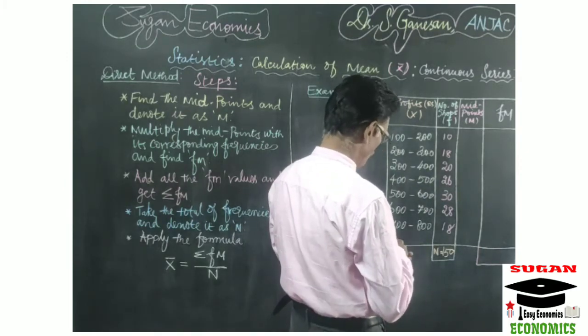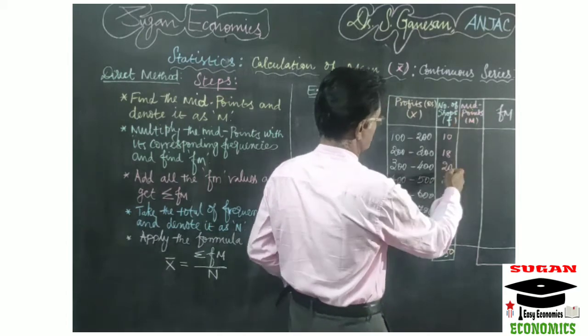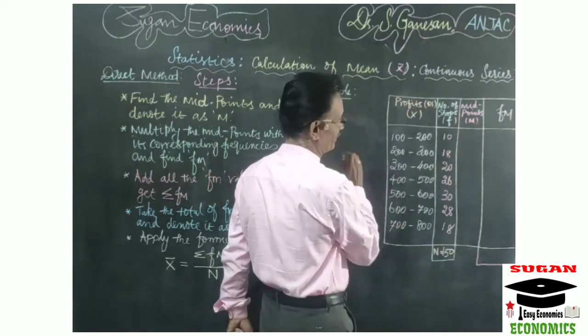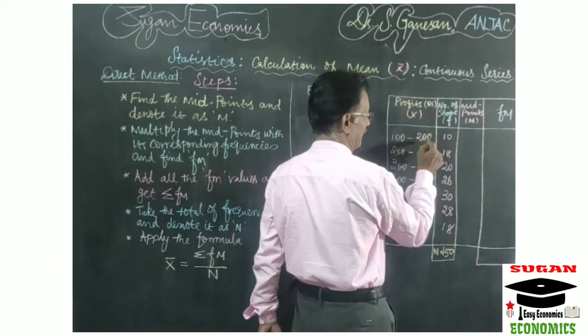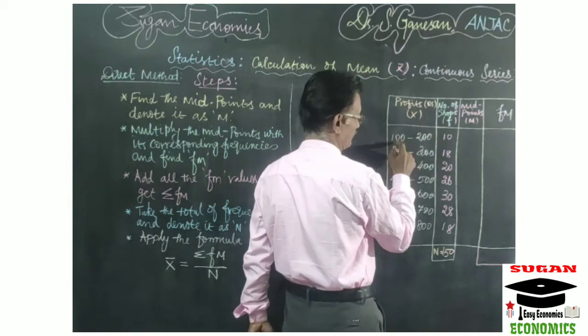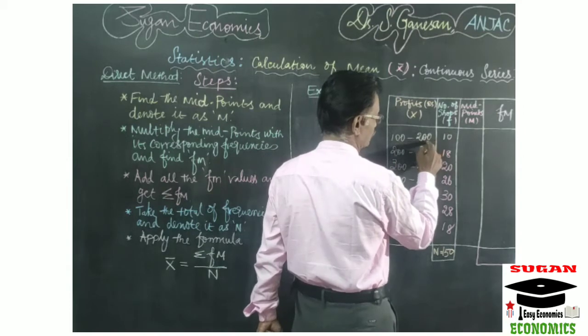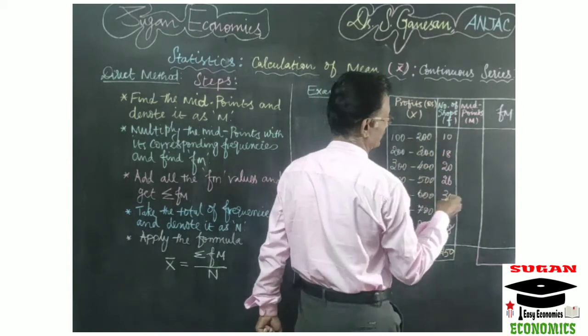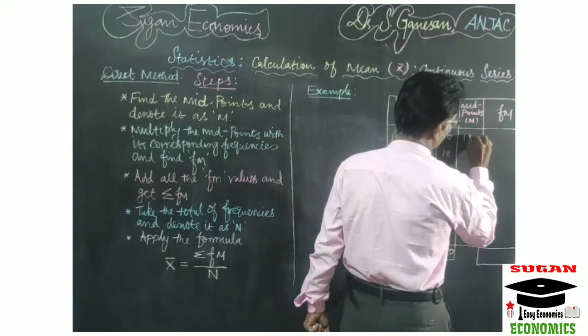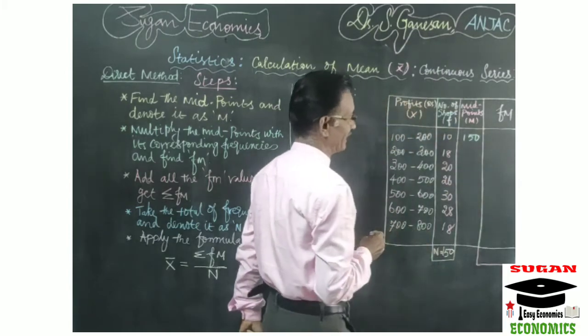So now we have to find out the midpoints. I already told you how to calculate midpoint. Midpoint should be calculated by adding the lower limit and upper limit divided by 2. So here the lower limit is 100 and the upper limit is 200. So 100 plus 200 is equal to 300, divided by 2, that is equal to 150. So the first midpoint is 150.